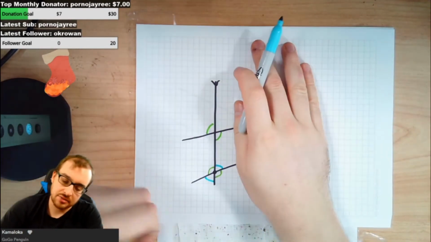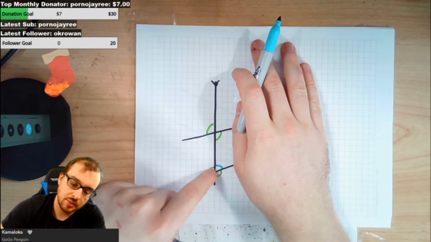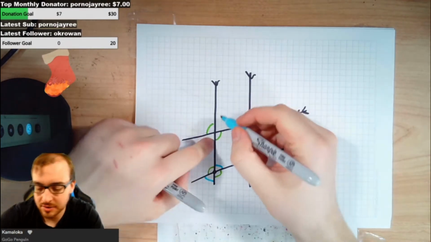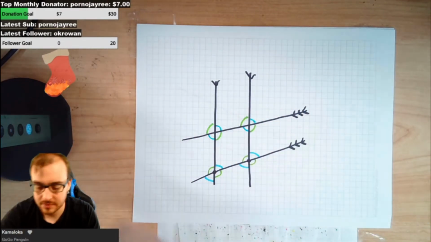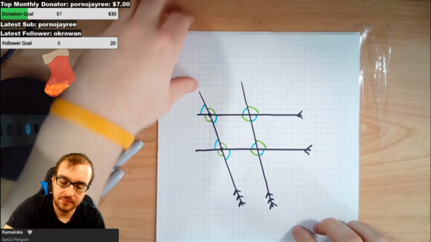And then same nonsense, right? By parallel postulate, I know these 2 are supplementary, and I know by linear pair, these 2 are supplementary, so green and blue go together. So if that's green, this one's blue. And now I can apply that to my main diagram again.